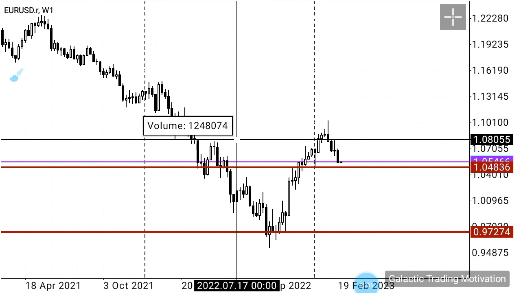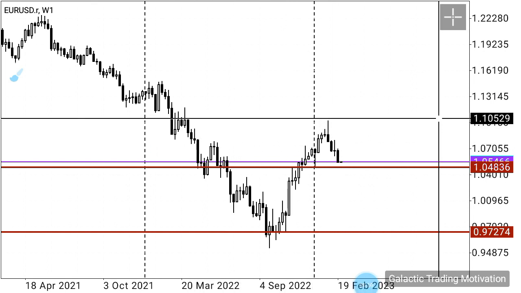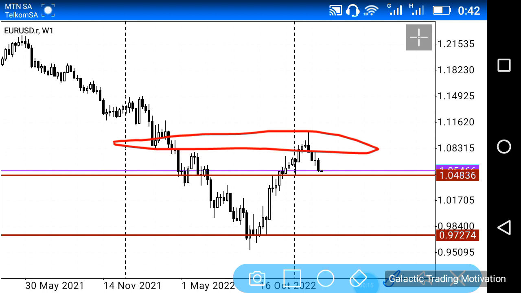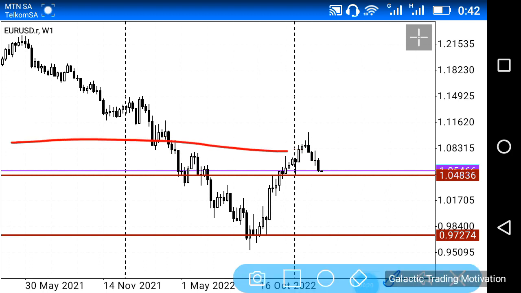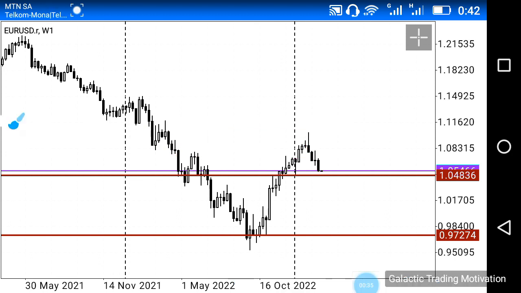EUR USD, and we are on the weekly chart. In regards to this particular chart, we can see that the market around this area over here gave us a retracement. And the reason why it gave us a retracement at that point is that we actually have a very strong level of resistance at this point, right? As we've had multiple rejections at that point. And also, if you were to go into the past, you would see that we've had other points where we've had rejections at that level, hence we saw price pushing downwards.